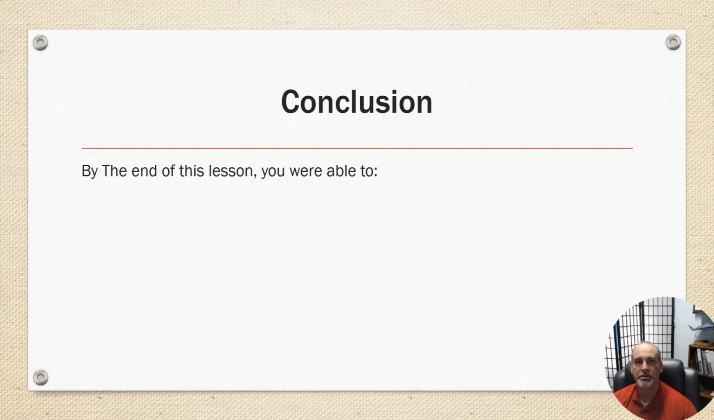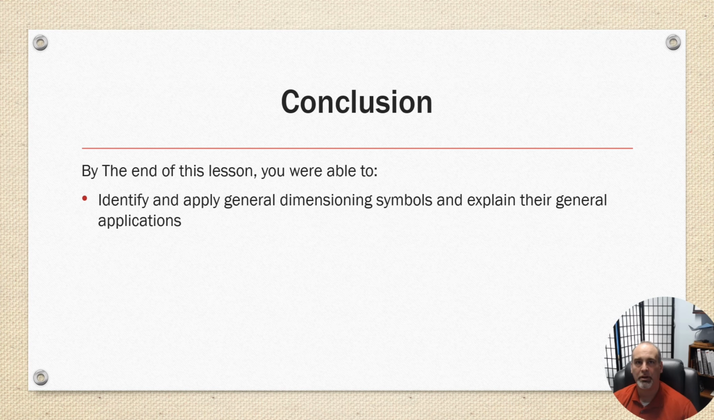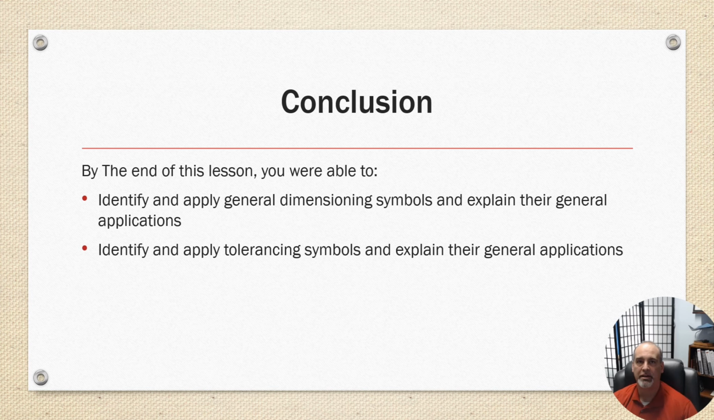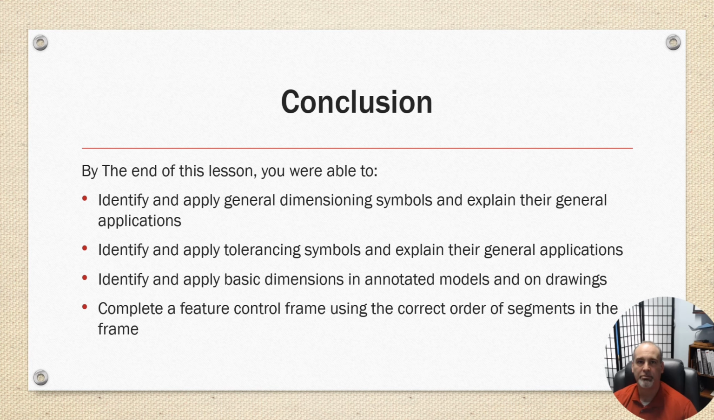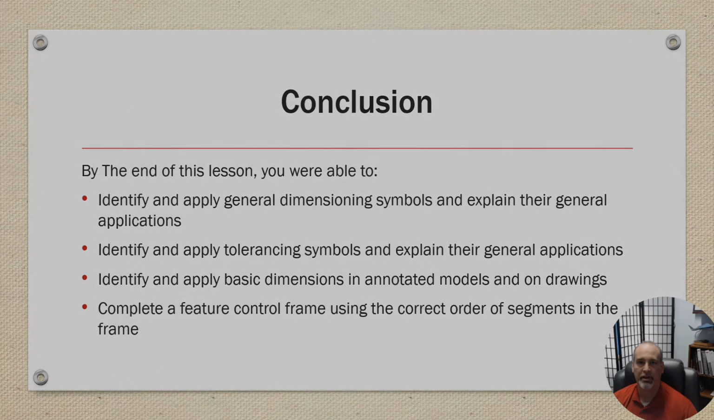In conclusion, by the end of this lesson, you were able to identify and apply general dimensioning symbols and explain their general applications, identify and apply tolerancing symbols and explain their general applications, identify and apply basic dimensions in annotated models and drawings, and complete a feature control frame using the correct order of segments in the frame.